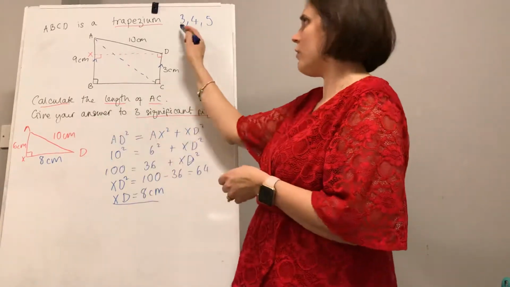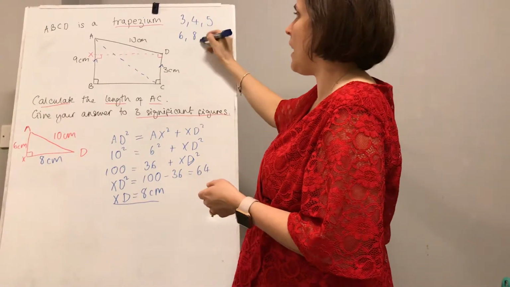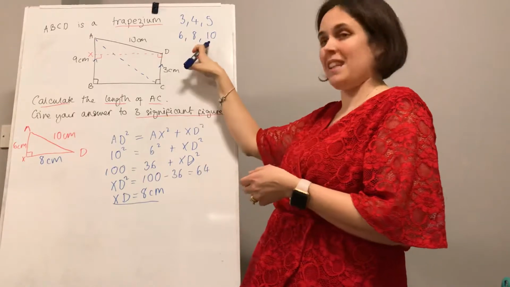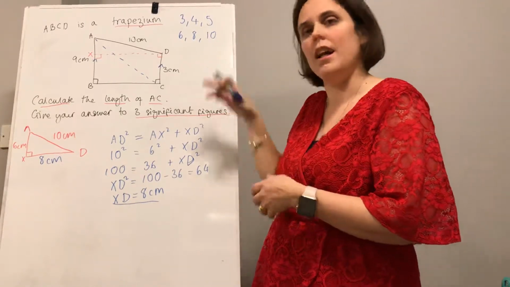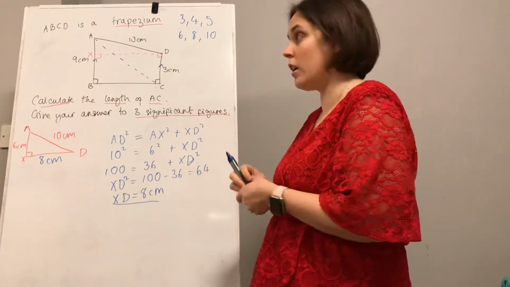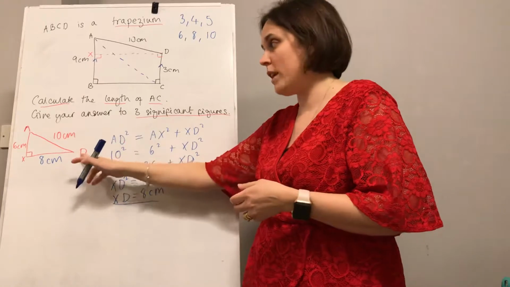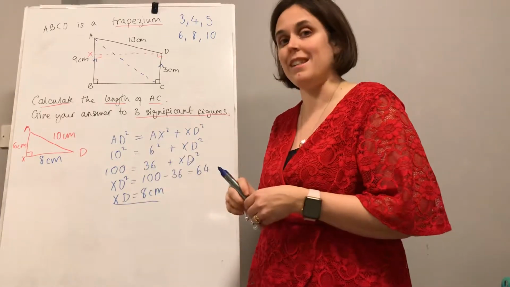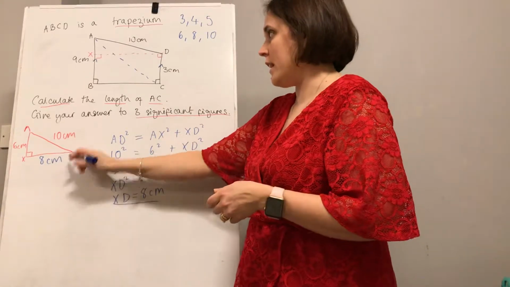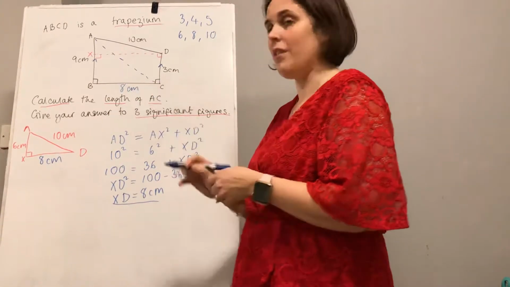And in actual fact, if you just double all of those numbers, you get 6, 8, 10. And as you've just seen, 6 squared plus 8 squared is equal to 10 squared. Now there are others, and I would recommend you do a bit of research and find out a couple more of them, because as I said, if you recognise that, then straight away you could have just written down that XD is 8 centimetres.